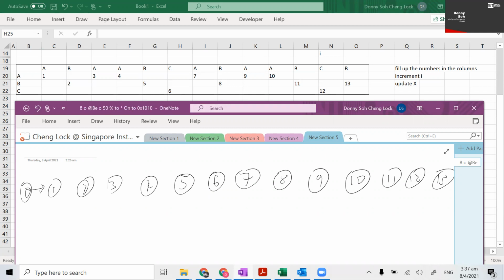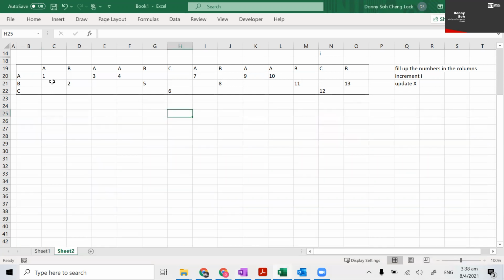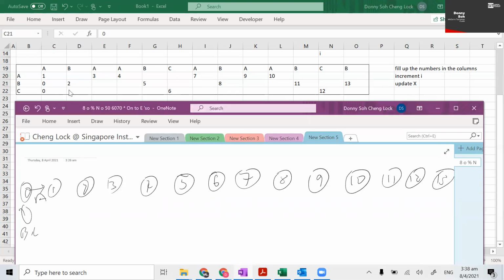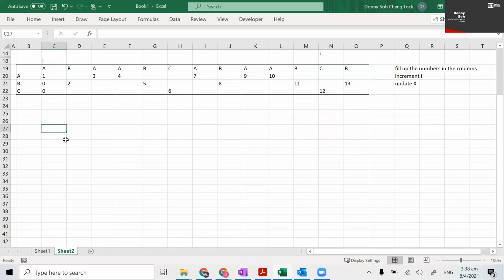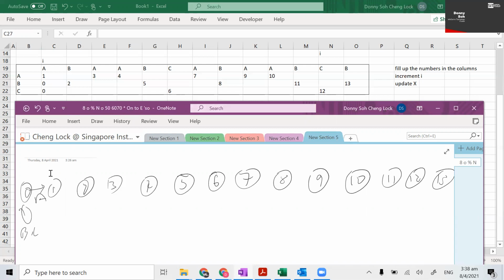So 0 to 1, this is A, B, and C. So we update our table, our column, and we update our value I. Over here, we have the value I over here as well, and the value X is now over here. Mu X. Okay. Good. Next step.